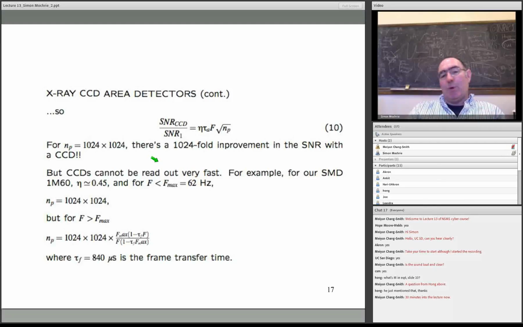If you read out data every 16 milliseconds, it's clear that you can't resolve processes that are occurring on faster timescales, on 1 millisecond timescales or 1 microsecond timescales. You're limited to looking at processes that are occurring on 16 millisecond timescales.